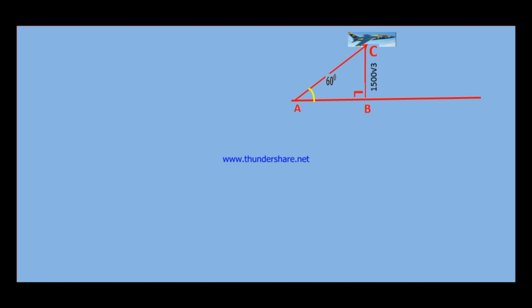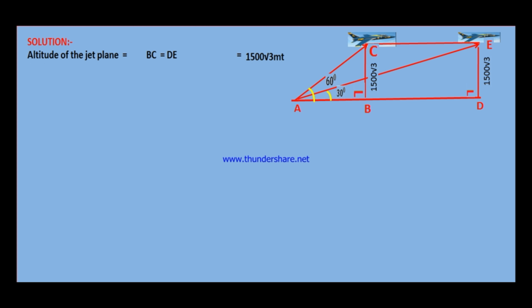Now this is the initial position of the flight. After 15 seconds, the plane may go to the second position, the position E. Now the flight at the second position is seen at an angle of elevation 30 degrees. Of course, it is flying with the same height, same altitude, that is 1500 root 3 meters. Then from this diagram you have to find out the speed of the flight.